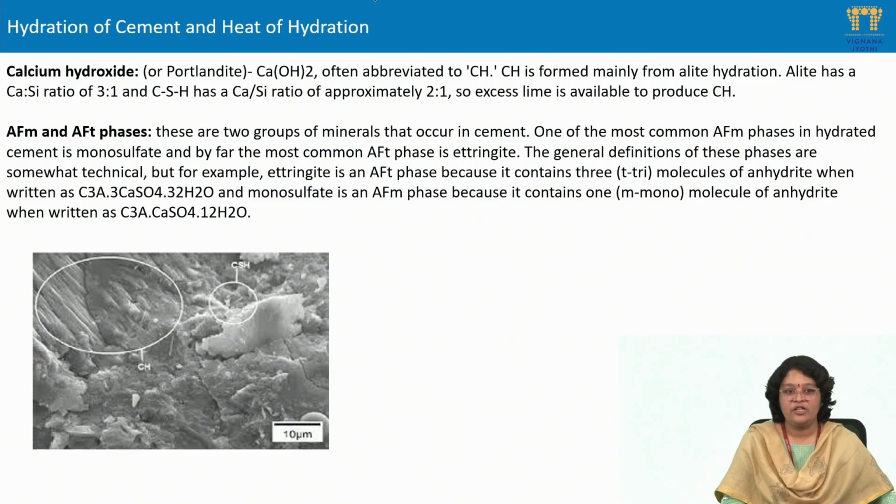And next comes the CH. It is a flaky substance that we can see in the microstructure. This CH is also formed in the primary reaction when the cement reacts with the water, after which the AFm and AFt phases are formed, which are nothing but the monosulfate and ettringite. At the early age, ettringite is formed when C3A reacts with the water, after which it is converted into monosulfate.